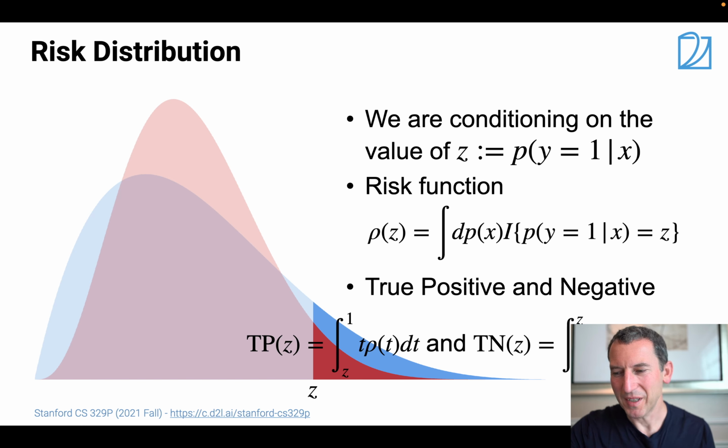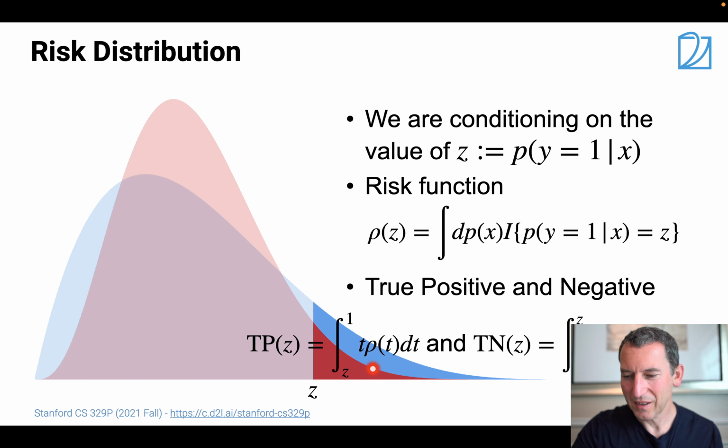But it's now one-dimensional. Now, the nice thing is that once you have that risk function, you can find the true positives and the true negatives very easily. The true positives are essentially just the integral from that slice on, right? From z on, from a specific risk score on, up to 1. Because those are the ones that are guaranteed to be risky. Those are the ones that are guaranteed to be safe. And you need to multiply by that risk score. So it's just t times rho of t dt.